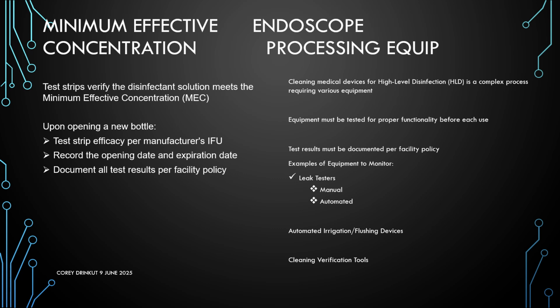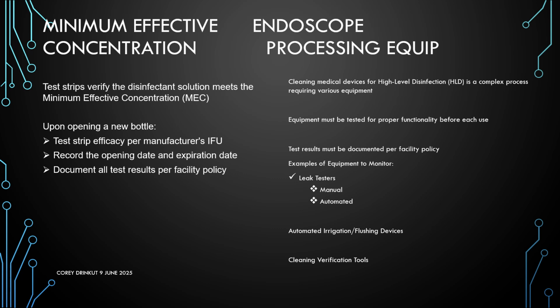Remember, this is for patient safety, so it is crucial that this equipment is fully functional before use. So technicians must monitor devices such as leak testers, whether it's for the manual soak or the automated one. Leak testers must be used on every endoscope that comes down into our hands. Automated flushing devices and cleaning verification tools. The automated flushing devices for your flexible endoscopes that require the leak testing.